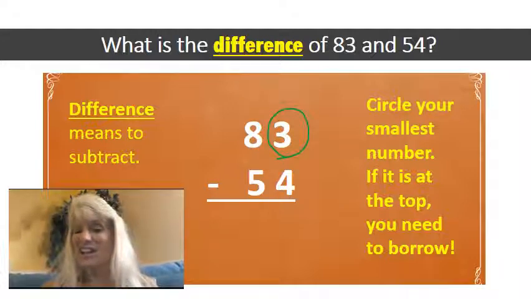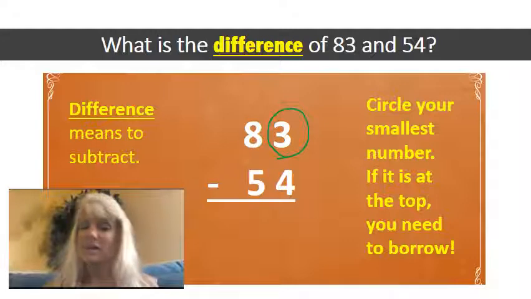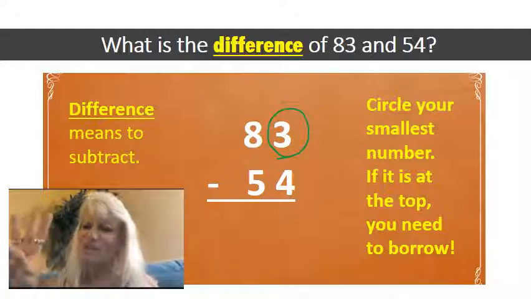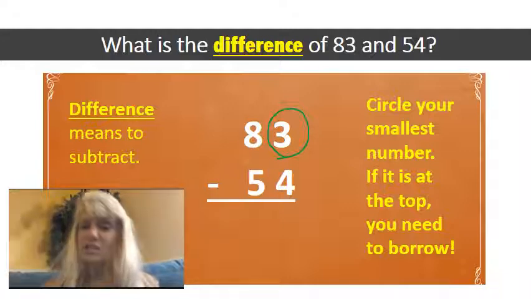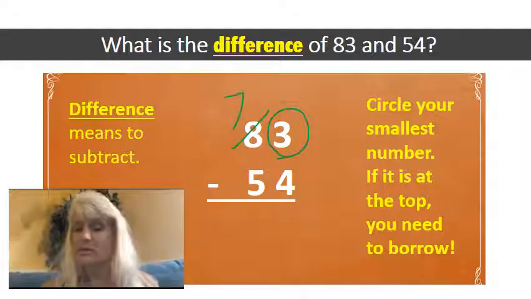And then I actually have to count up. In this case, my smallest number is on top. If I have 3 fingers, there is no way that I can take 4 fingers away from 3. So that means I'm going to have to borrow. I'm going to have to go over to the 8. The 8 is going to become a 7. The 3 is no longer a 3, but it's a 13.